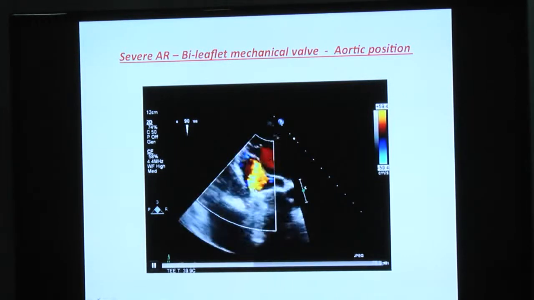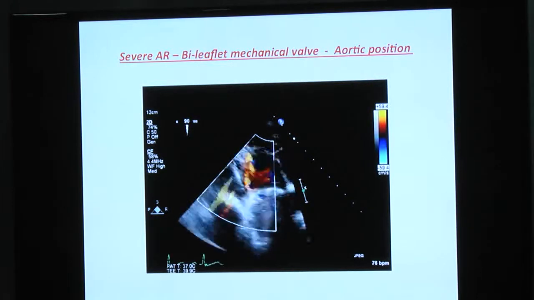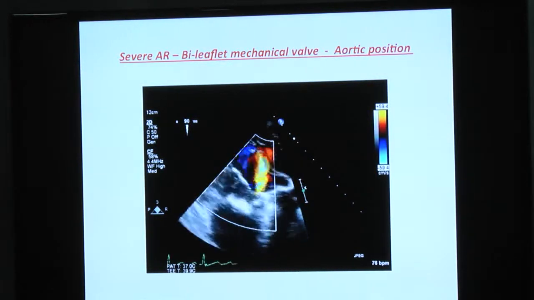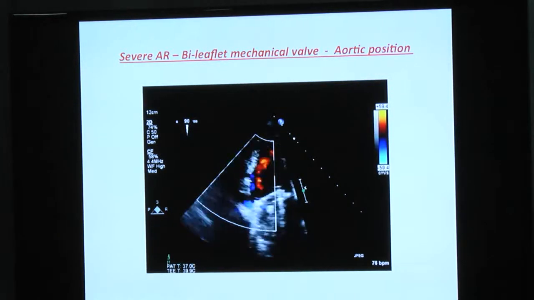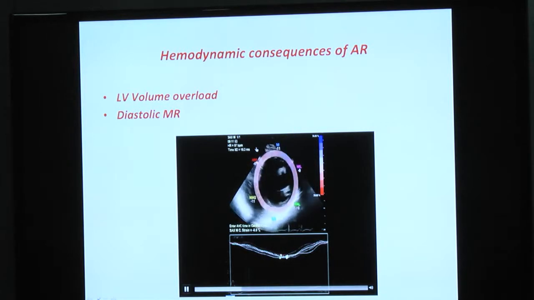Of course, the patients come back with the AR after many years. He has come back with a paravalvular leak. Now there are two things to assess in these cases. What are the hemodynamic consequences of this aortic regurgitation? One thing is that because of the aortic regurgitation, the LV volume overload occurs because it is getting filled from two places. One is across the aortic valve and another is via the mitral valve.